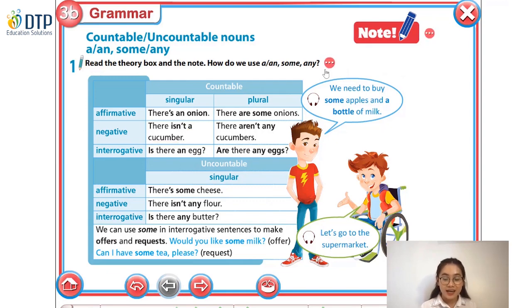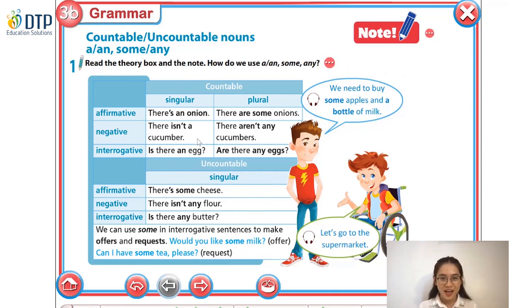So we use a and an with singular countable nouns in affirmative, negative and interrogative sentences. Okay, remember this thing. Rồi vậy chúng ta sẽ sử dụng mạo từ a và an trước những danh từ đếm được số ít ở trong câu khẳng định, phủ định cũng như là nghi vấn. For example, we have there's an onion, there isn't a cucumber, or is there an egg?